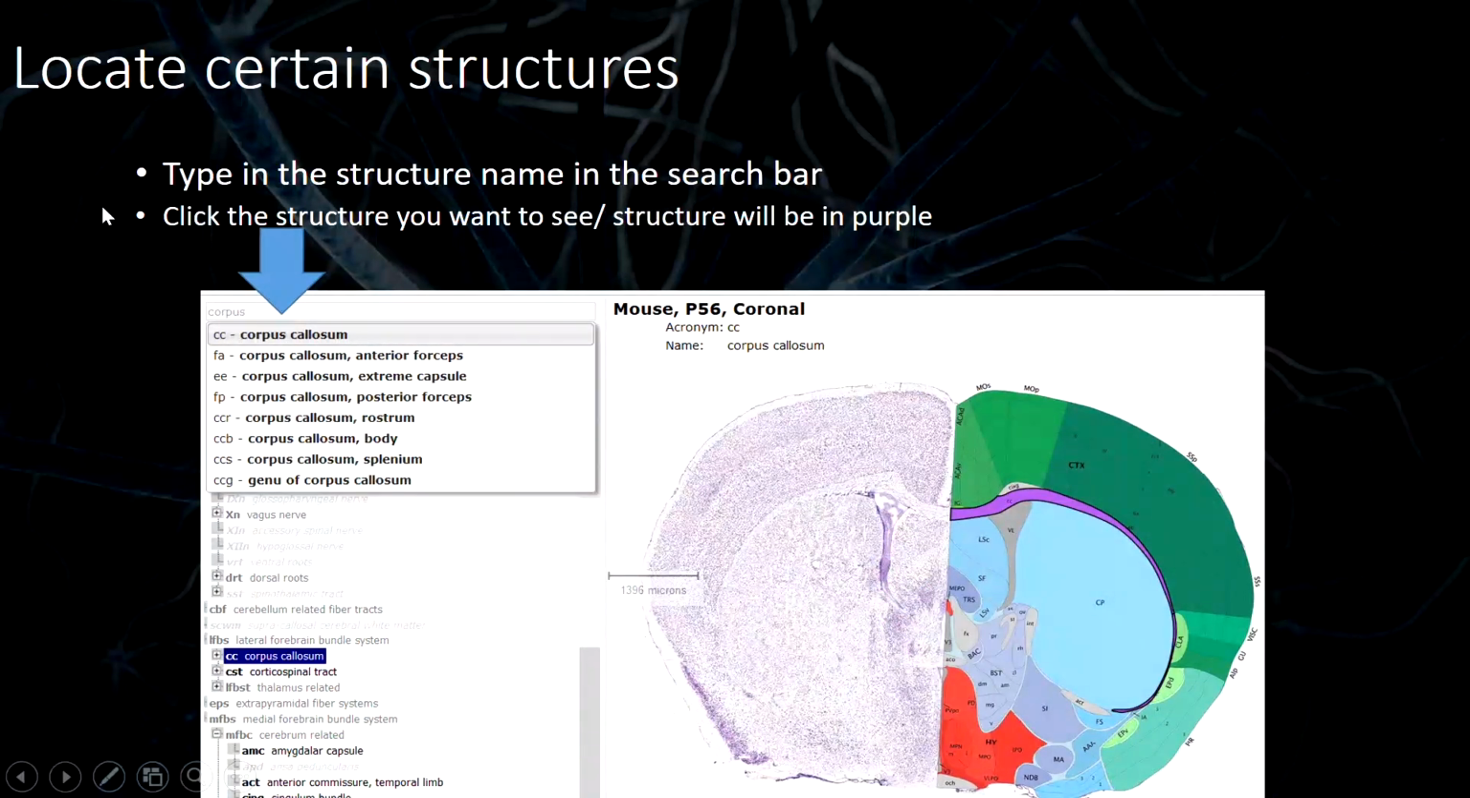Okay, let's talk about how to locate certain structures. First, you open this Brain Atlas, and there is a search bar. You type in the structure that you want to search. For example, corpus callosum, you can type in here, and then you have to click the one that the Brain Atlas wants to use. The way that you type, they don't like it. So you click that, and it's going to highlight the structure in purple to tell you this is a corpus callosum. It's going to highlight the structure on every image that has this structure.